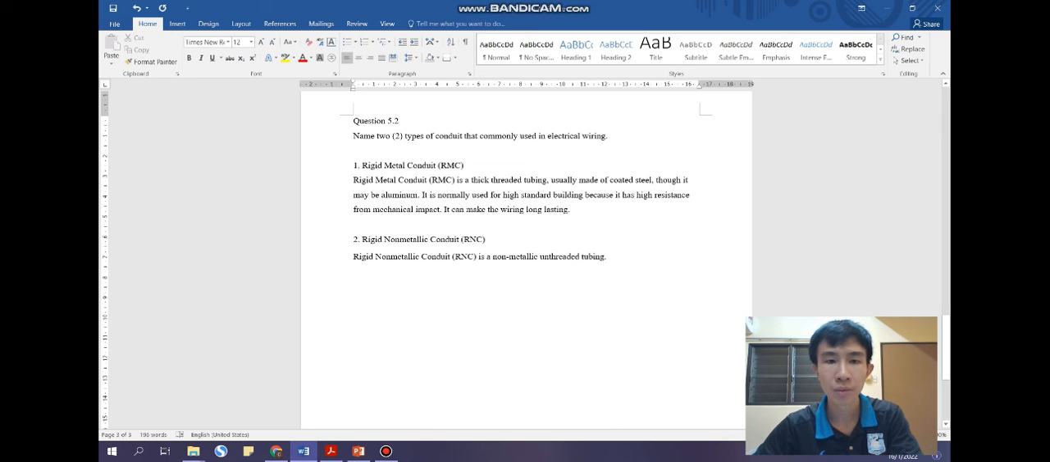Name 2 types of conduit that are commonly used in electrical wiring. So first we have rigid metal conduit, RMC. It's a thick threaded tubing, usually made of coated steel, though it may be aluminium. It is normally used for high standard buildings because it has high resistance to mechanical impact. It can make the wiring more long lasting. So second, we have the rigid non-metallic conduit, RNC. It's a non-metallic unthreaded tubing.